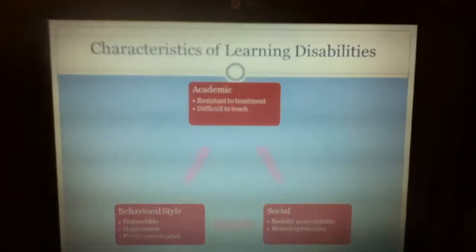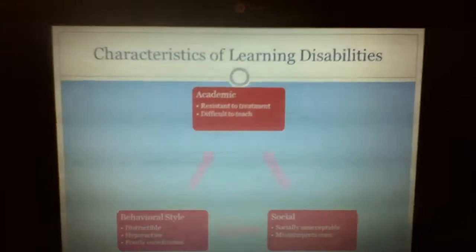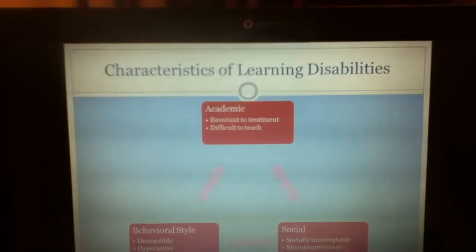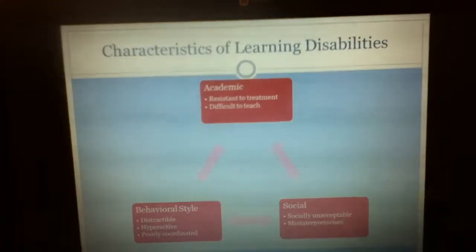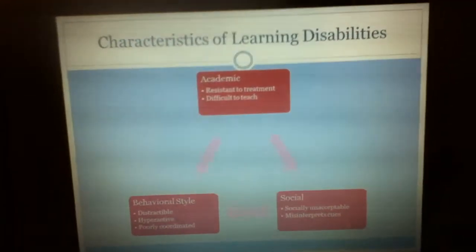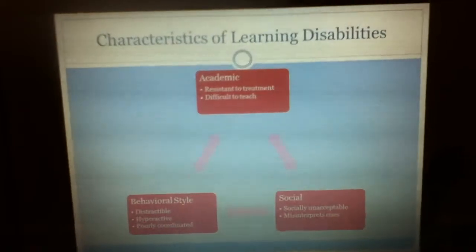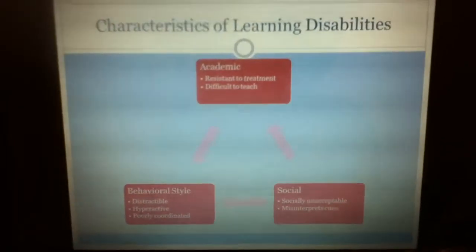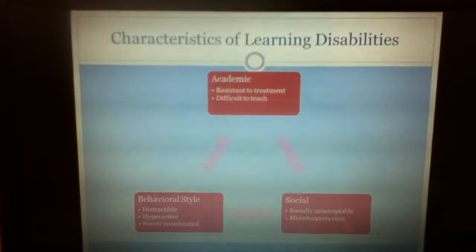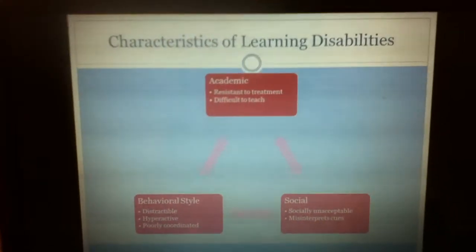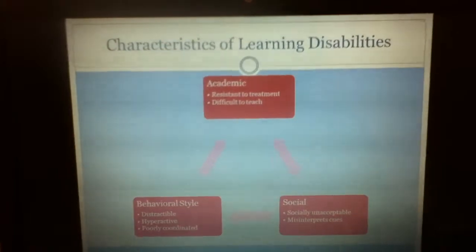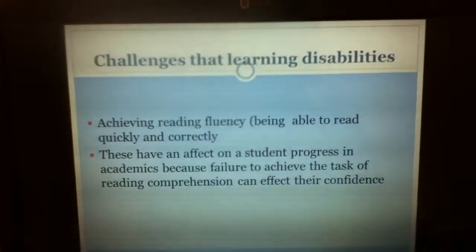Now, the characteristics of learning disabilities. They start at the academic level, which are resistance to treatment and difficult to teach, which then transfers into the social, which means they are socially unacceptable, and they misinterpret cues, which means they have problems not only forming but also keeping peer relationships. And then behavioral styles, which are hyperactive and poorly coordinated.